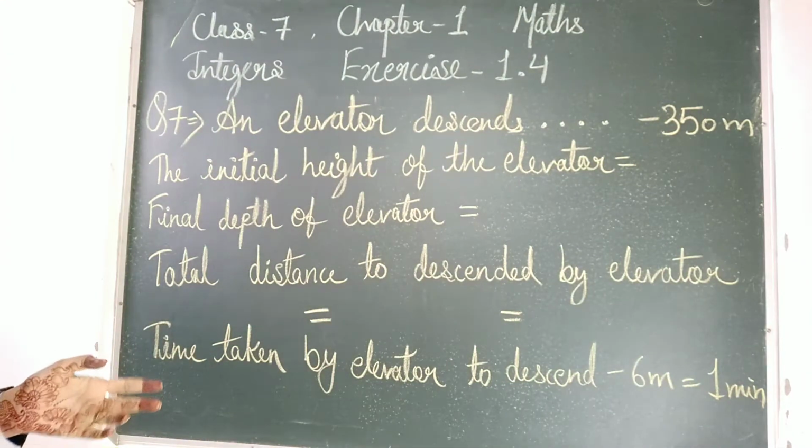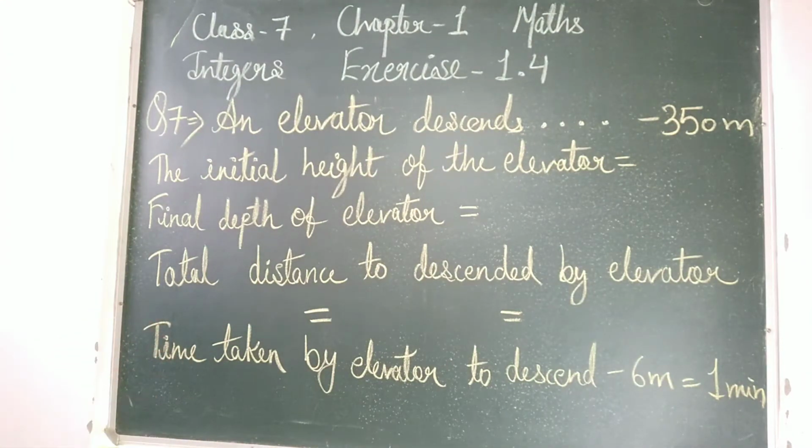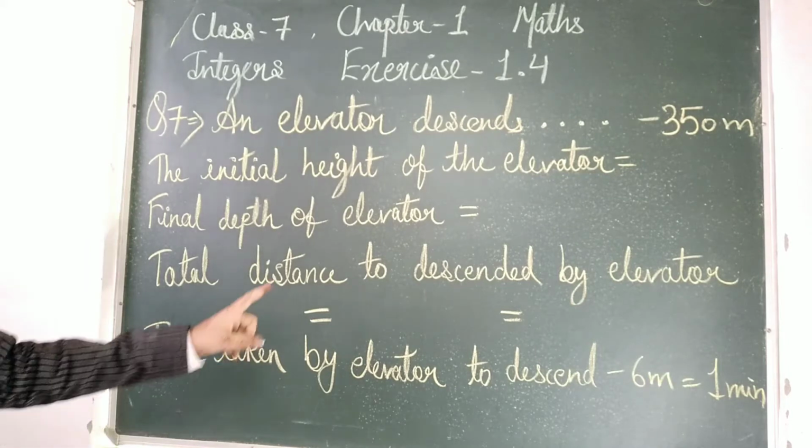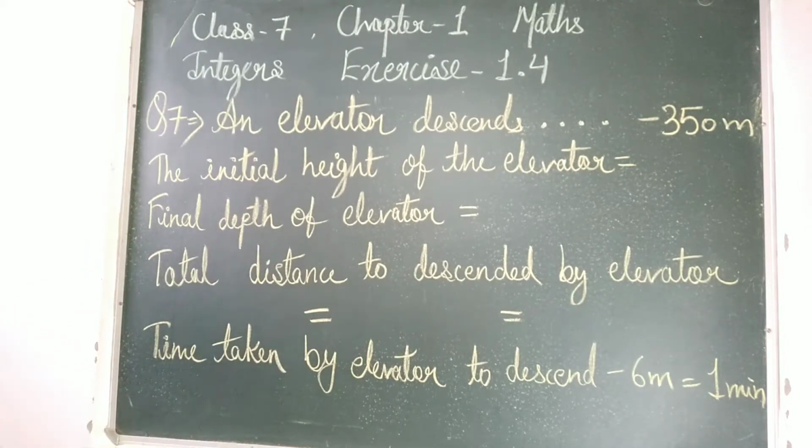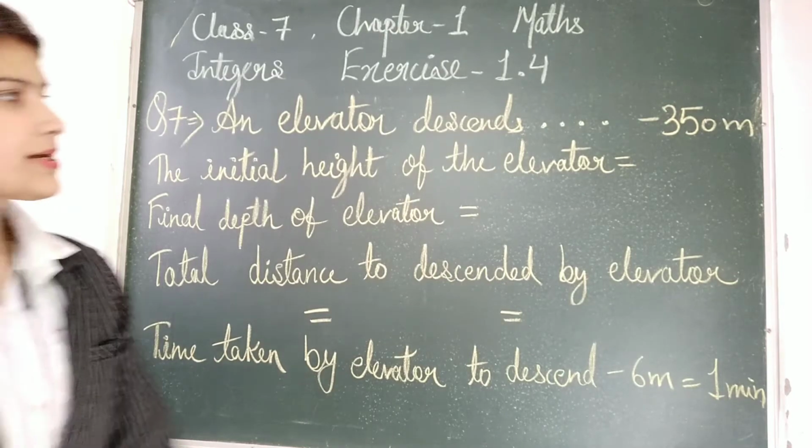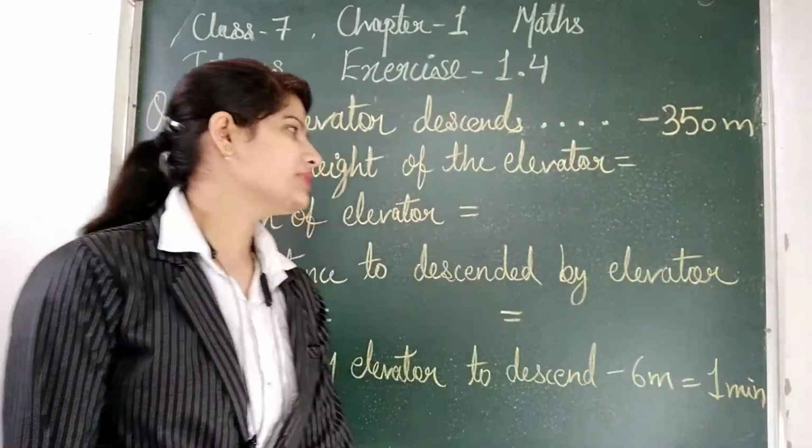So our question is, an elevator descends into a mine shaft at the rate of 6 meter per minute. If the descent starts from 10 meter above the ground level, how long will it take to reach minus 350 meter?